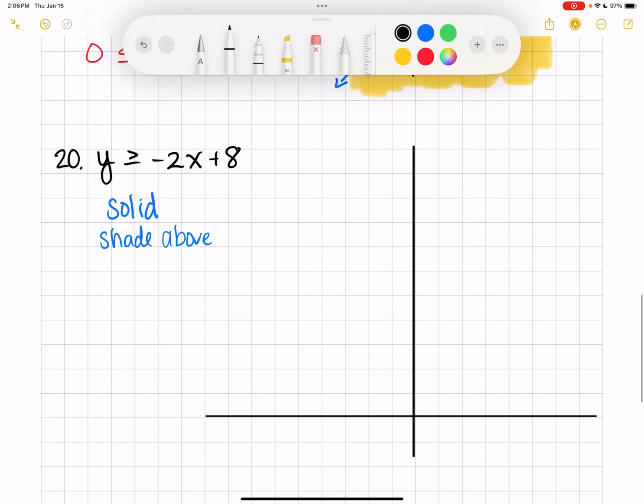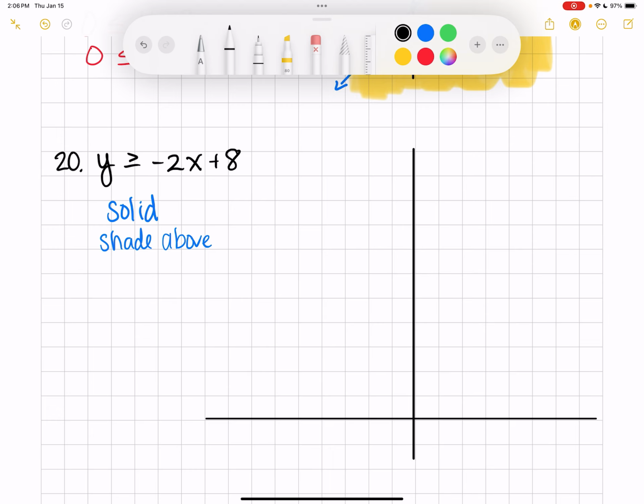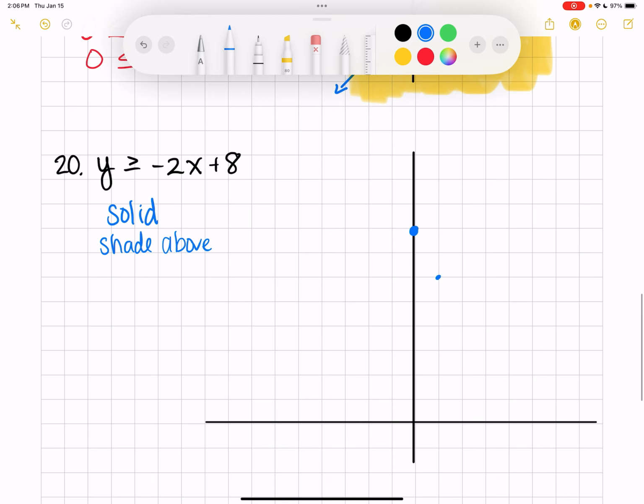All right, so I have a y-intercept of positive 8, so I'm going to put that point up here. I have a slope of negative 2. That means I go down 2, right 1. Down 2, right 1. Now, my line is solid, so I'm going to connect them. It'll probably make more sense when I show you what one that's not solid looks like. The slope of negative 2.